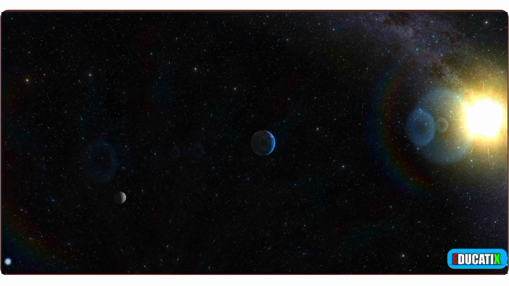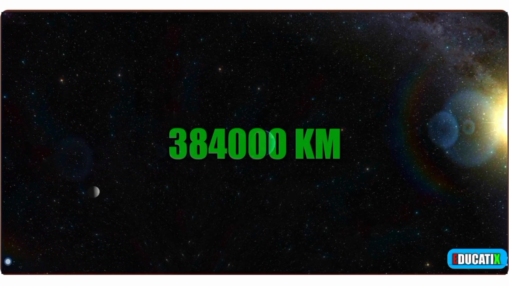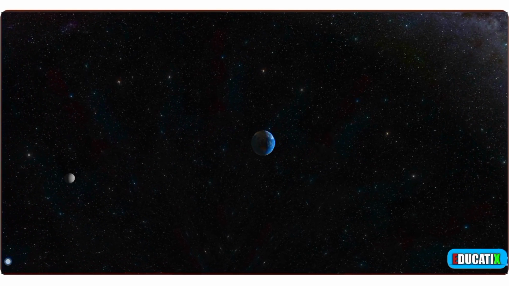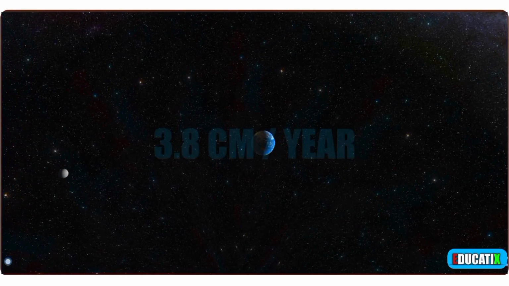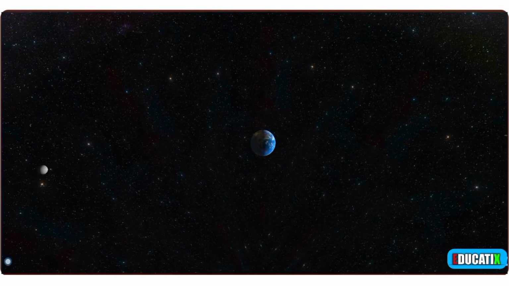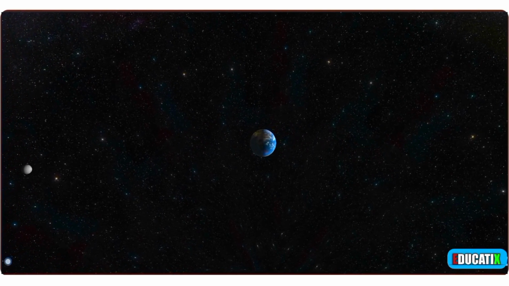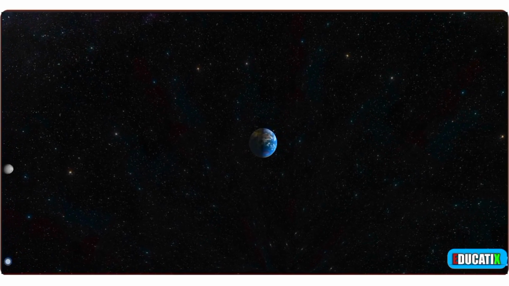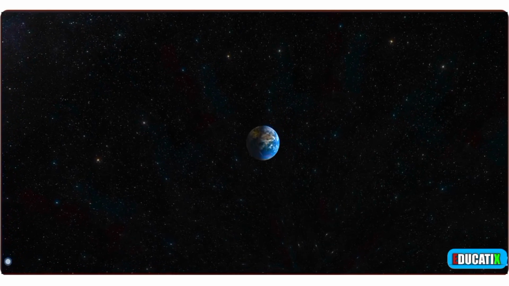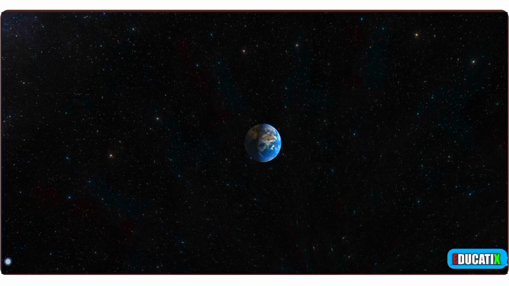Currently, the average distance of the Moon from the Earth is 384,000 kilometers. Even to this day, it is receding from the Earth, 3.8 centimeters a year. As a result, it takes the Moon increasingly more time to revolve around the Earth. However, due to tidal locking, the period it takes to rotate around its own axis is also increasing.